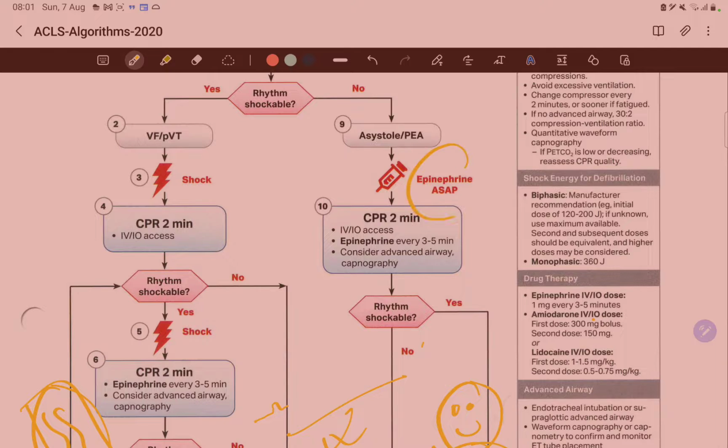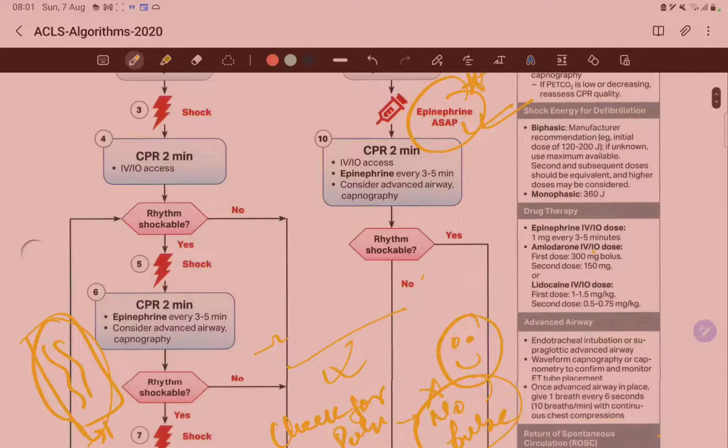we have to give epinephrine as soon as possible. Okay, we have to give epinephrine because we have done the IV channel and all. We will give epinephrine again, and we'll start with the CPR as soon as possible again.